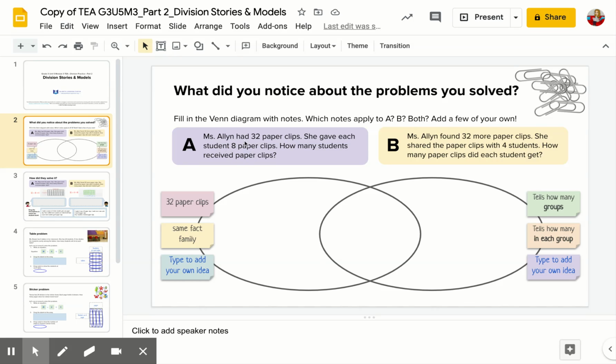So Miss Allen had 32 paper clips. She gave each student 8 paper clips. How many students received paper clips? And Miss Allen found 32 more paper clips. She shared the paper clips with 4 students. How many paper clips did each student get? So what you're going to do is decide whether or not each one of these relates only to A or only to B, or if it relates to both. And then you can type your own ideas on these two and drag them on to the Venn diagram.